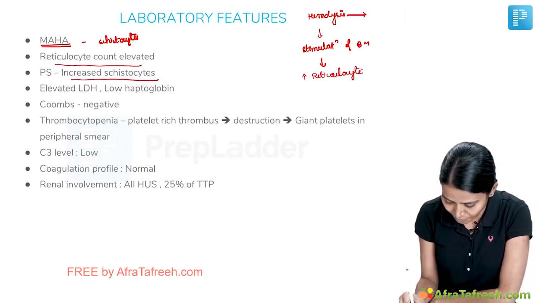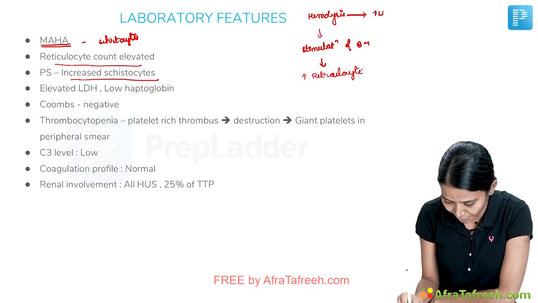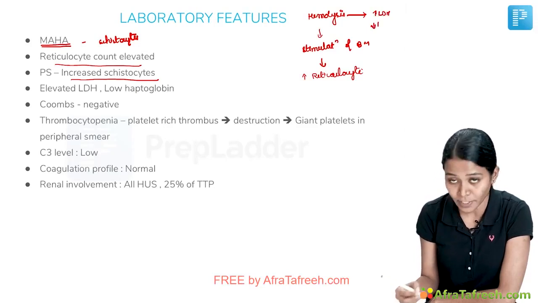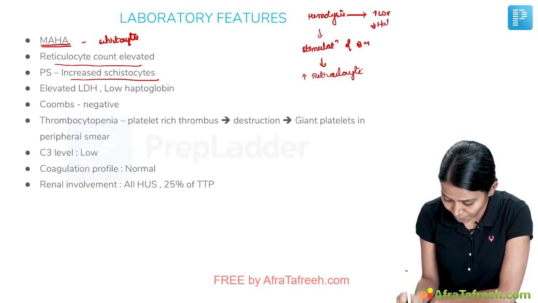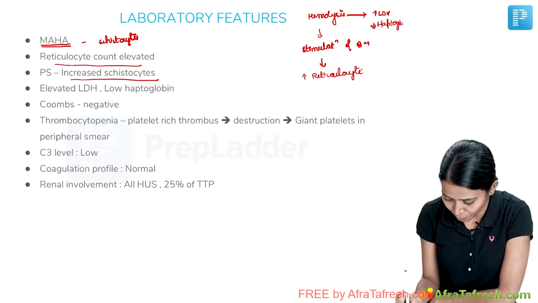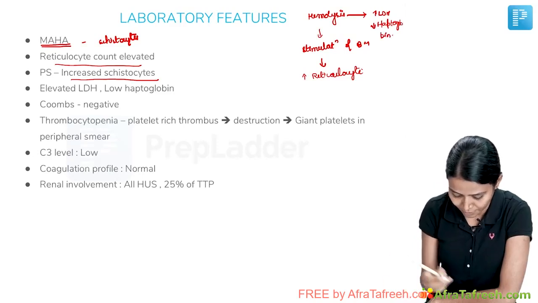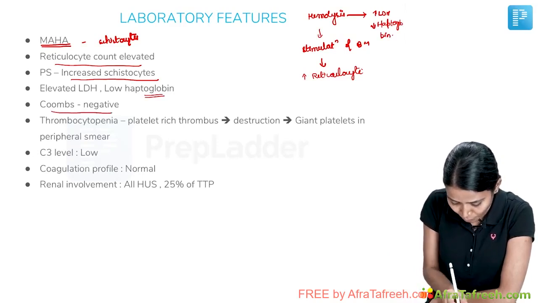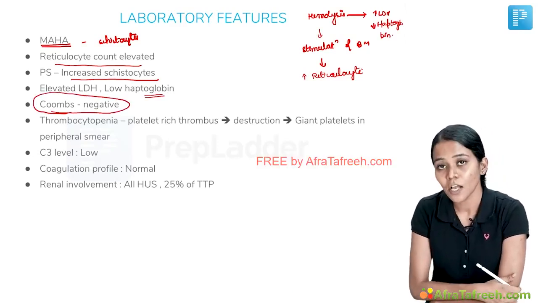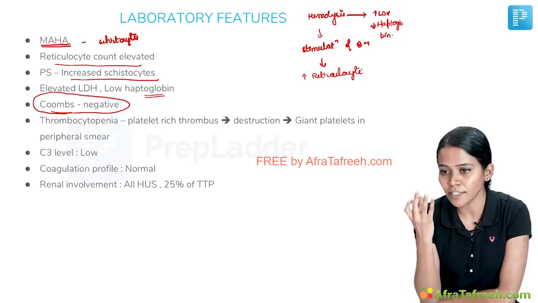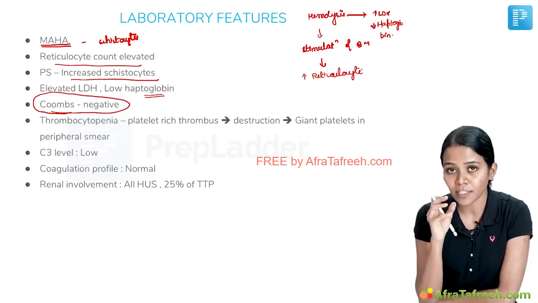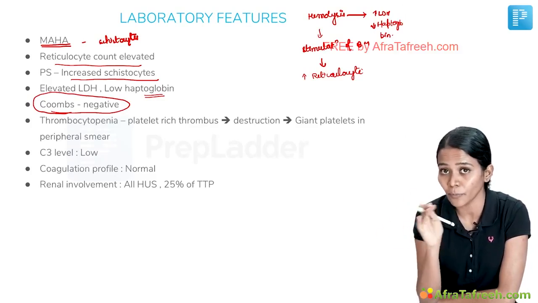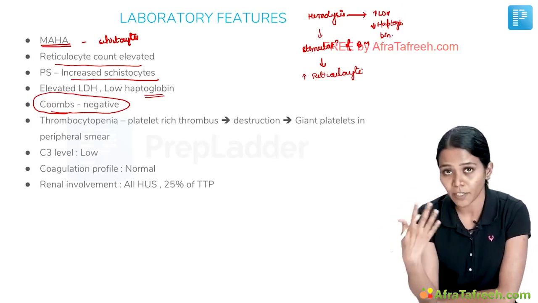And then hemolysis in the blood will increase the LDH, and because there is a lot of free iron present in the blood, haptoglobin binds to them all and free haptoglobin level reduces. So LDH increases and haptoglobin reduces. Since it is not immune mediated hemolysis, Coombs test is negative. The hemolysis happens because these RBCs get accumulated in this clot and it gets sliced. It is not because of immune mediation. So Coombs test becomes negative.